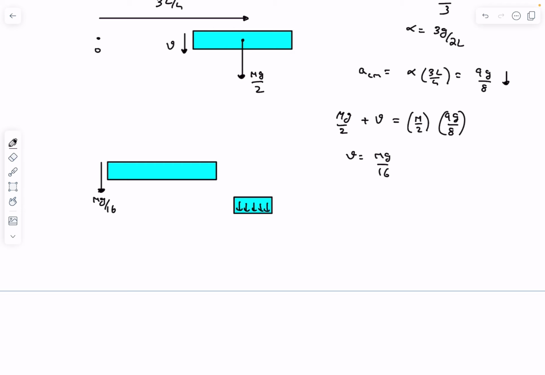Okay, so the shearing forces are the forces that act parallel to the area of cross-section. So the shear stress, which we denote as tau, is nothing but the shear force divided by the area on which it is acting. So this would simply come out to be mg divided by 16A, and this would be our required answer.